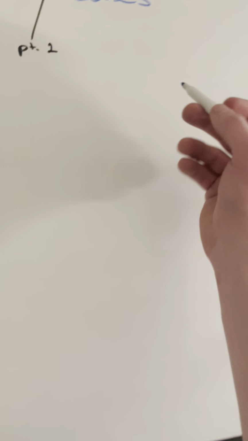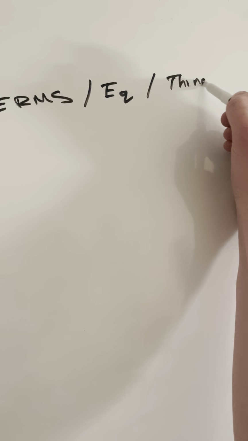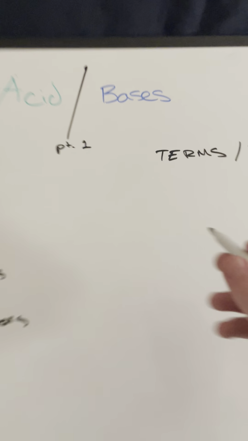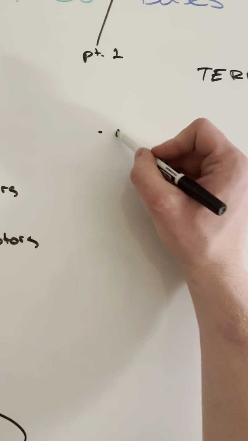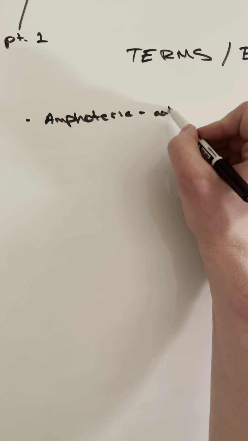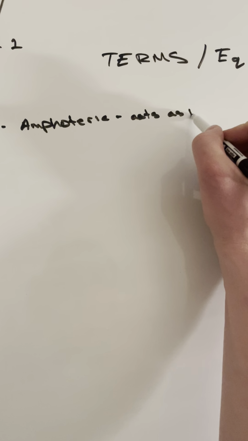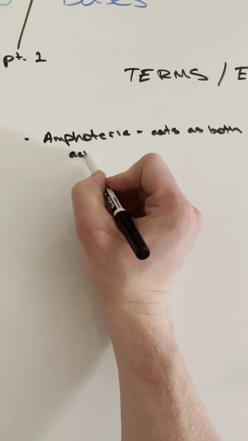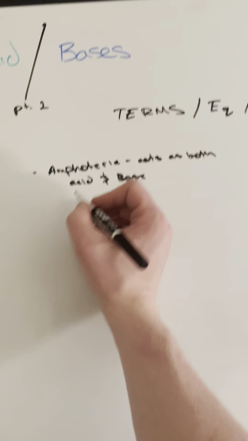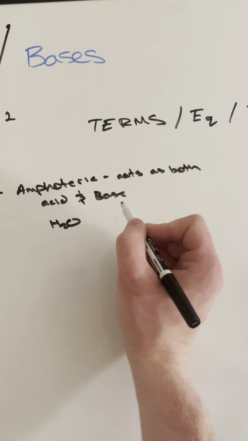Okay, and then just terms / equations / things to know. So we're gonna go first one, amphoteric, acts as both acid and base. Right, and then we're just going to use water for this. So this is going to be the self.